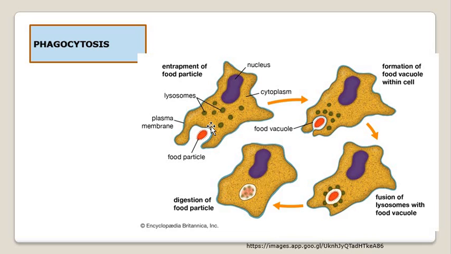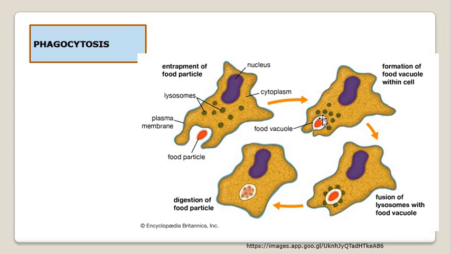So phagocytosis has been observed in amoeba. Amoeba is one of the protozoan animals. Here I have shown in the diagram, this amoeba often showing the phagocytosis process for eating, for getting its nourishment or nutrition. In this diagram, there is a lysosome, nucleus, cytoplasm, plasma membrane of the amoeba, and this is the food particle taken in.